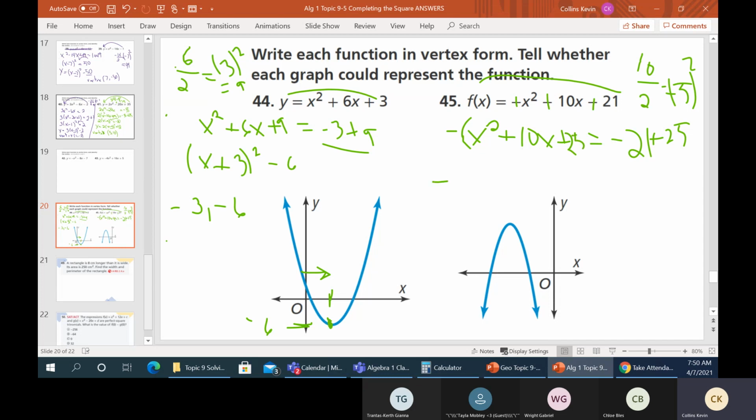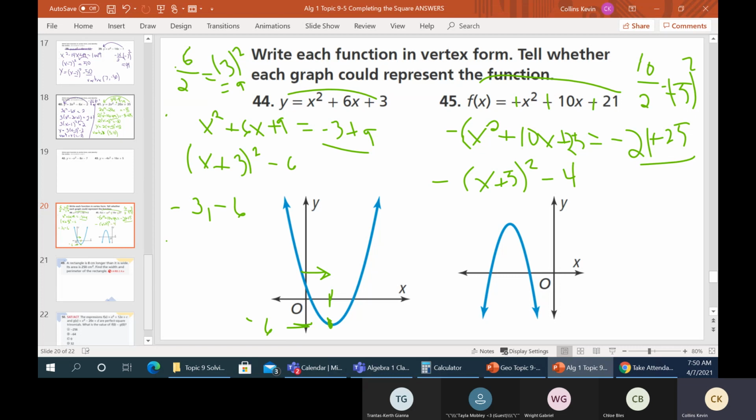Okay, so then this is going to be negative, and then we're going to have x plus 5 squared. And over here we've got negative 21 and 25. So it's going to be plus 4, but then we move them to the other side, it's going to be negative 4.